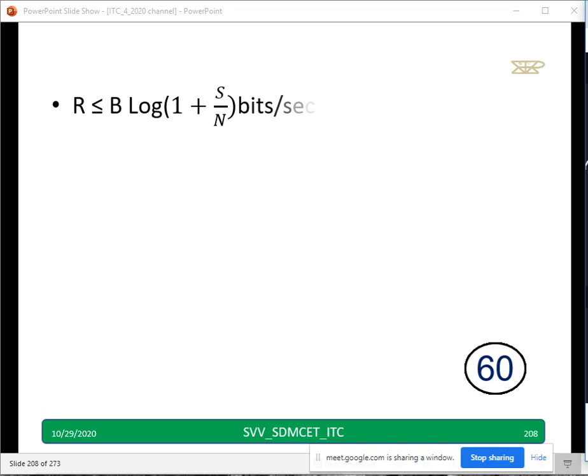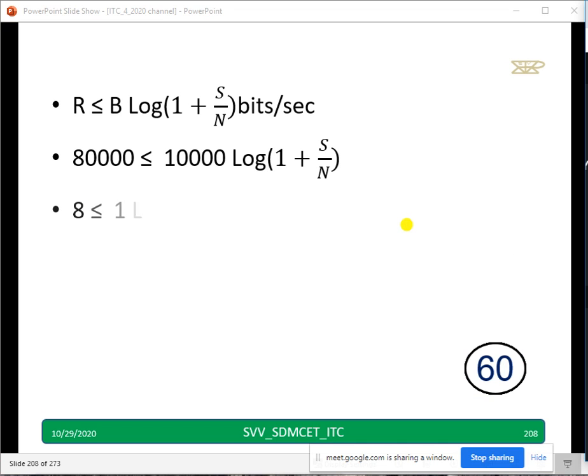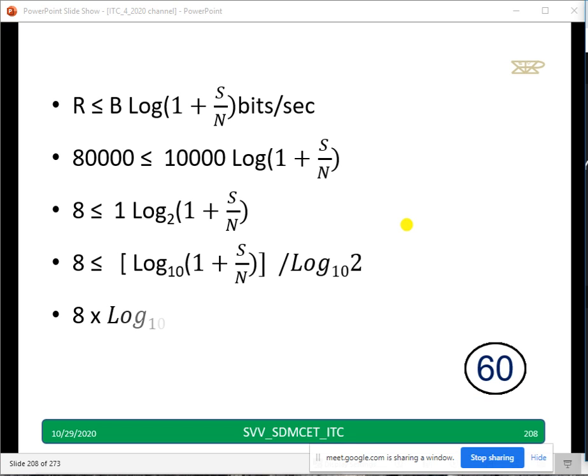R is less than or equal to B log 1 plus S by N bits per second. Now just fill the values R and B, find out S by N. 80,000 is less than or equal to 10,000 log 1 plus S by N. 8 is less than or equal to 1 log 1 plus S by N.